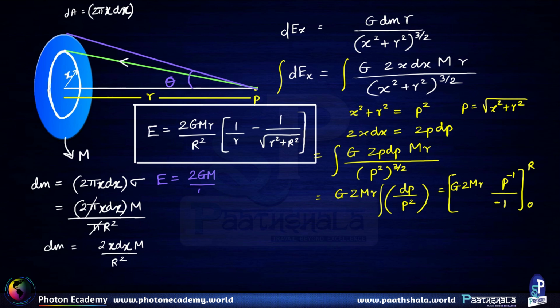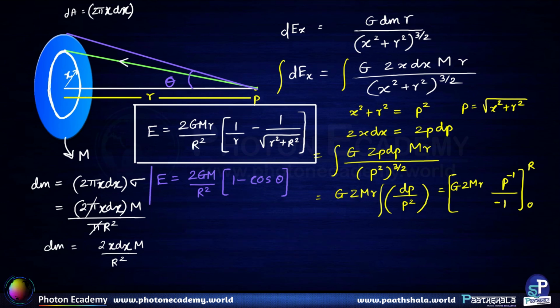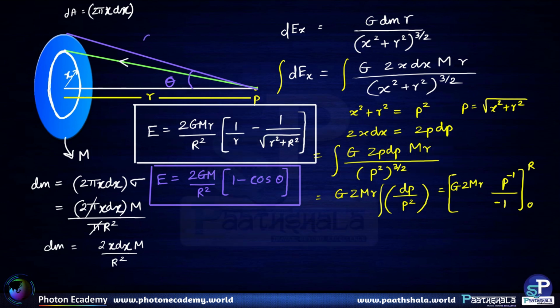2GM upon r square into bracket 1 minus cos theta. So it can be rewritten as this as well. This also happens to be an exact expression that is relatively easier to remember, because cos theta happens to be equal to x upon under root of x square plus r square. So cos theta here happens to be x upon under root of r square plus x square. Alright.